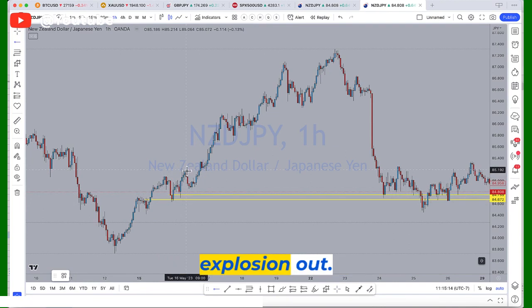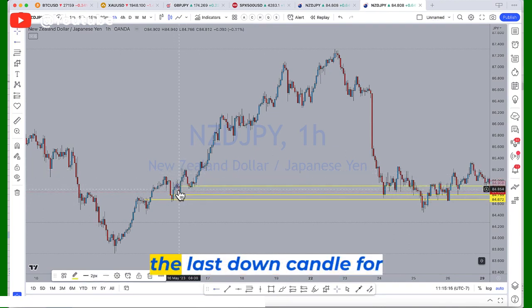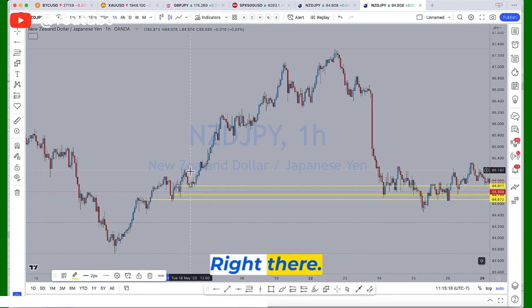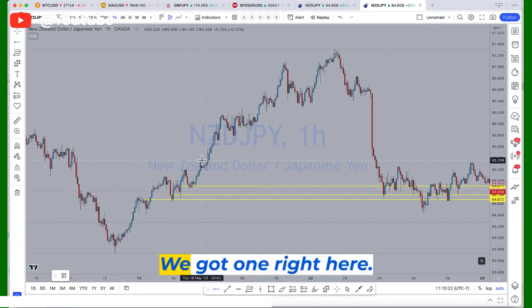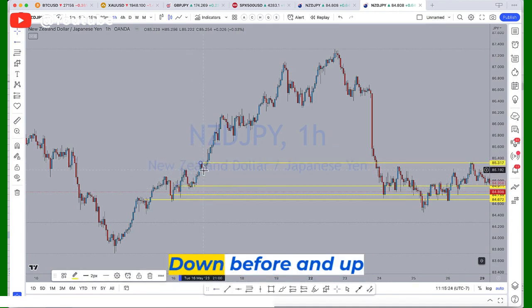Then you've got this explosion out. Where's the candle? The last down candle for the up move, right there. Boom, hits it, right? Now, it doesn't always hit it. We got one right here, down before an up, doesn't come back.